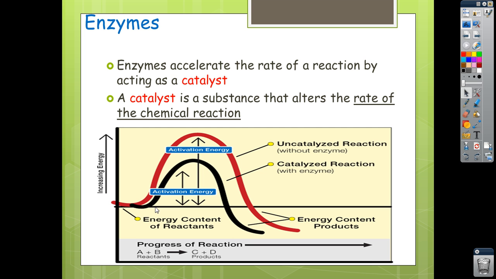As opposed to if you have a chemical reaction occur without an enzyme, without the assistance of a catalyst or an enzyme acting as a catalyst, then the reaction takes longer to occur because the reaction has to utilize a greater amount of activation energy. Okay? So, with an enzyme, less activation energy. Without an enzyme, more activation energy.